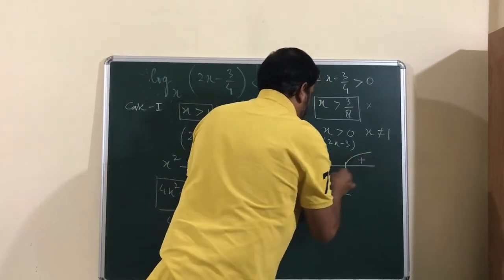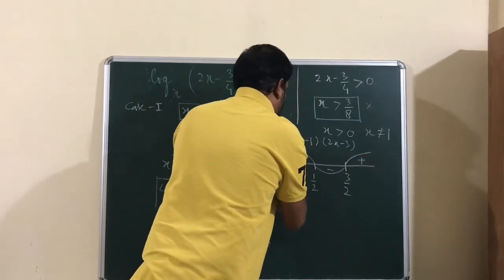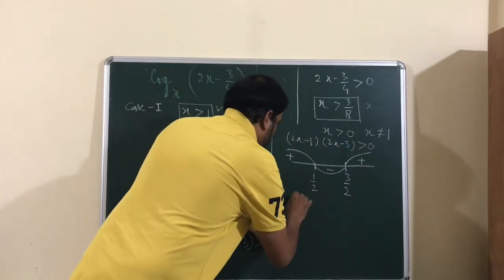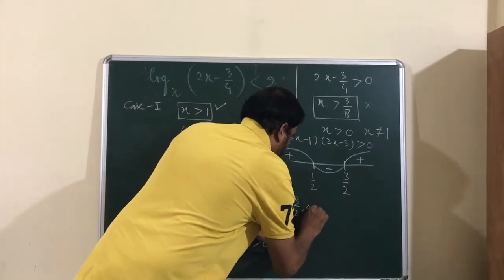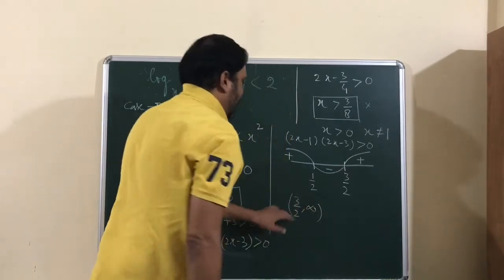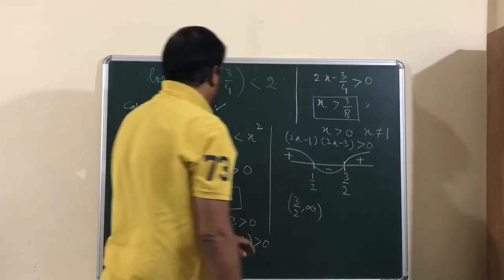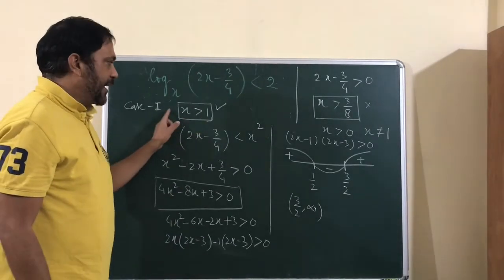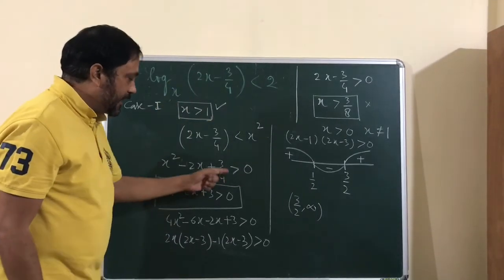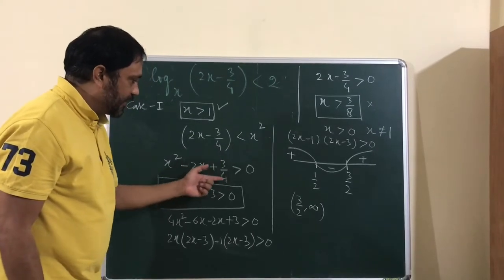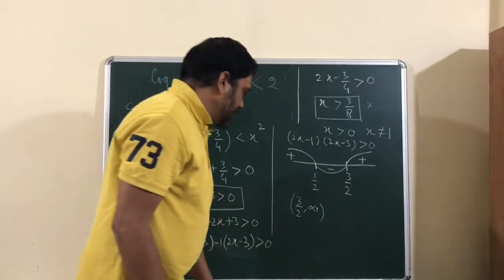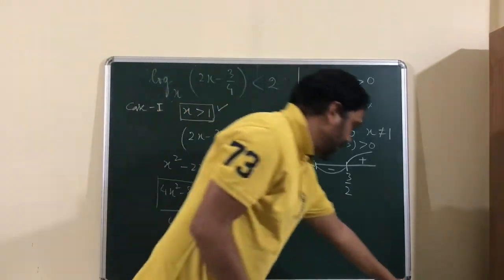So this is positive, this is negative, this is positive, and we are keeping this greater than 0. So what values will we consider? 3/2 to infinity. Clear? And 1/2 to minus infinity we cannot consider because we have already taken x is greater than 1. When x is greater than 1, only then the sign of inequality greater than 0 over here will work. Otherwise it will not work. So from one side we are getting 3/2 to infinity.